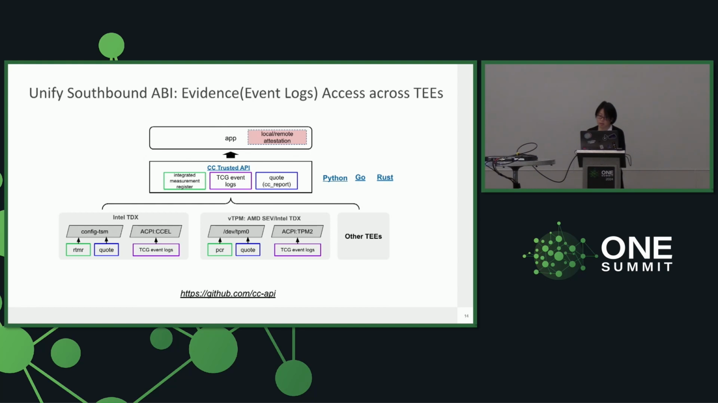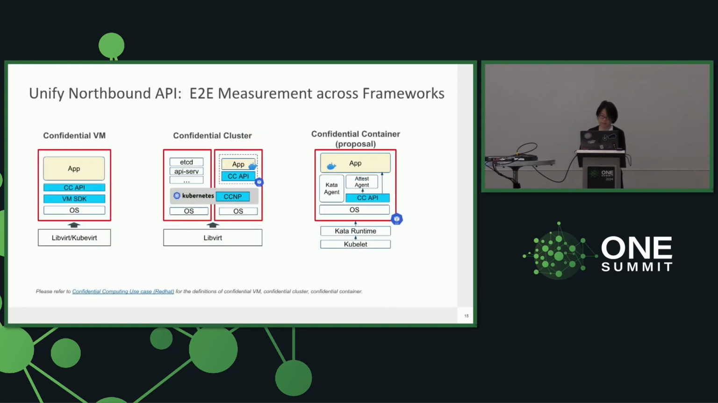And on the other side, in our trusted API, we support integrated measurement registers, TCG event logs, and quotes. And this quote will be sent to the remote attestation server, where the customers will trust it. This remote attestation server will be signed by the CA, and the customer will trust it from there. And for the northbound API, we support not only confidential VM, but also confidential cluster. And currently, we are working on the confidential container, where the containers are running inside of the confidential VM.